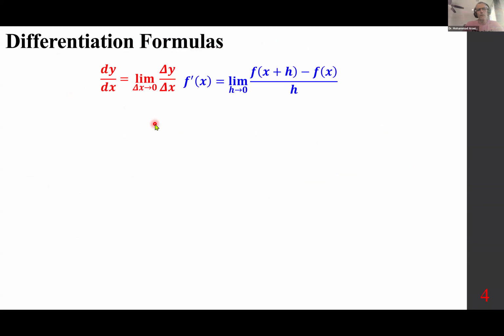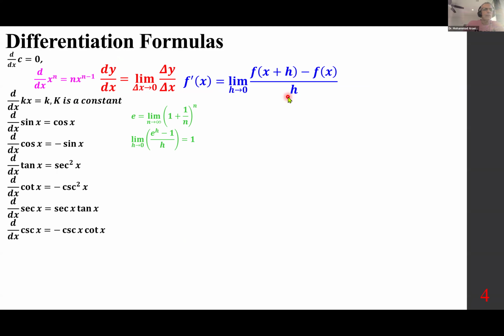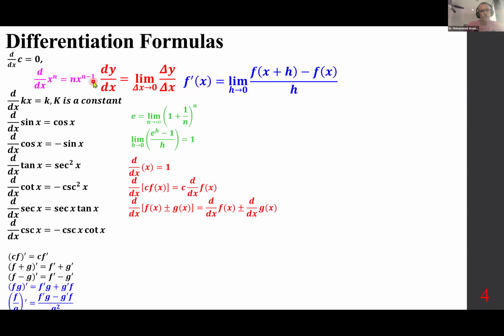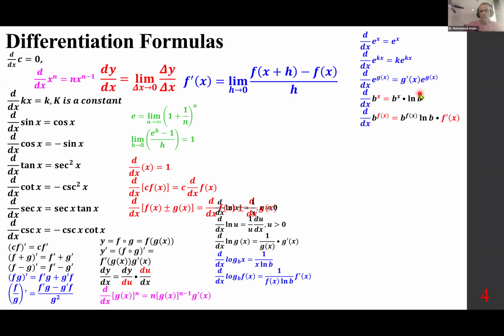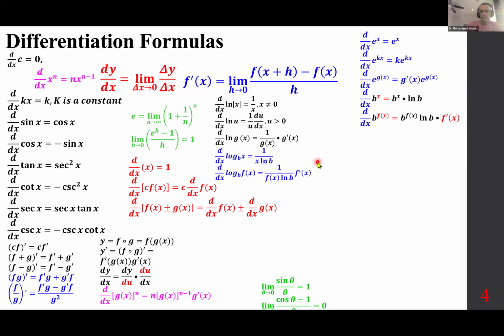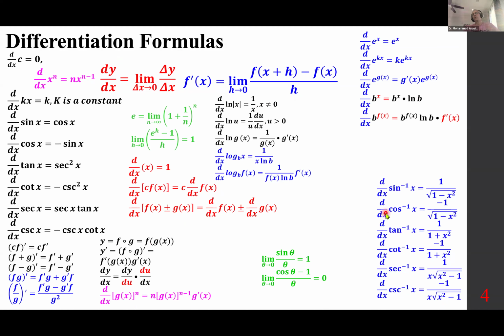Differentiation formulas, starting with the definition. dy/dx is the limit of delta y over delta x as delta x approaches 0, and the limit of f of x plus h minus f of x over h as h approaches 0. Then we look at the power rule, trigonometric functions, product and quotient rules, chain rule, exponentials, logs, the limit for sine, and the inverse trigonometric functions.